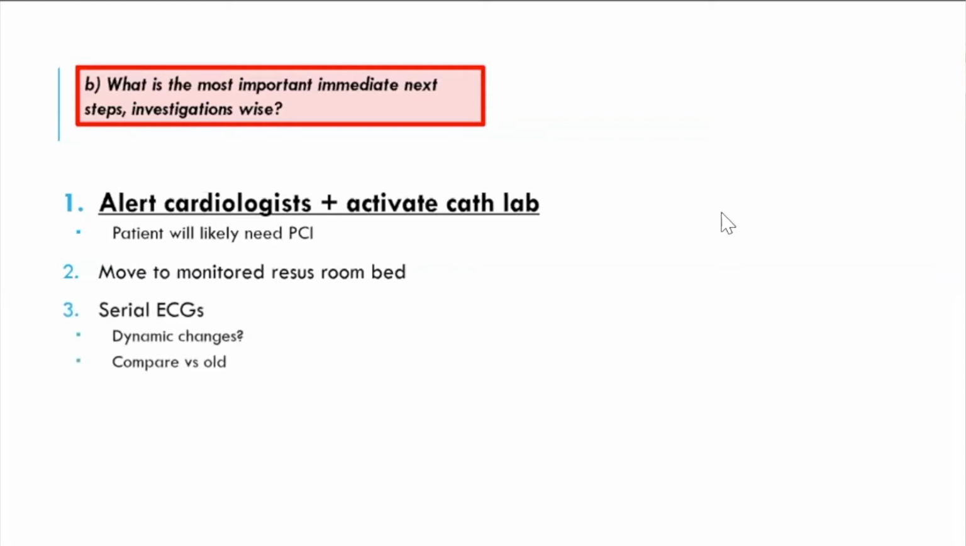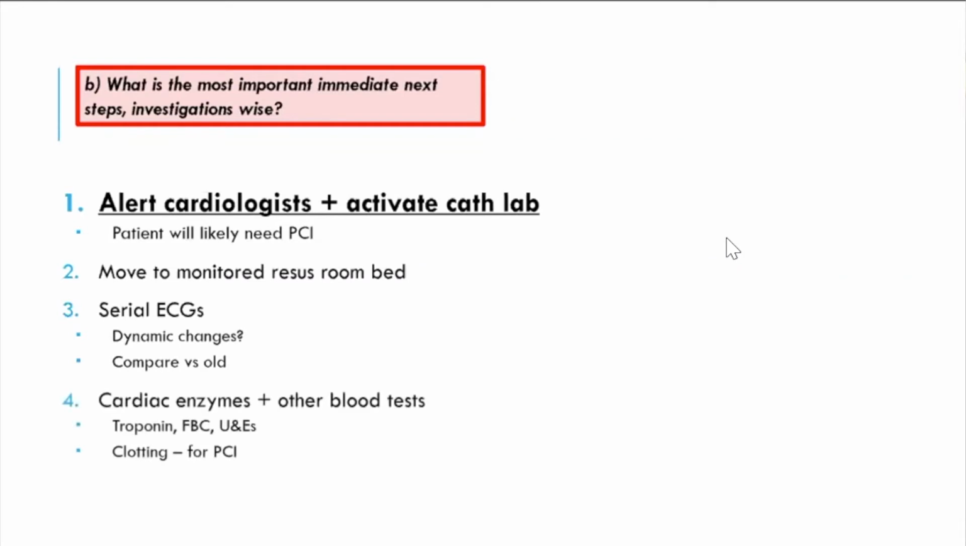Do serial ECGs just to check if the changes are dynamic or not. Is there a serial change in the ECGs that you do every 15 minutes or every half an hour? And also you want to compare against old ECGs to make sure that the changes are new. And then absolutely, as pretty much all of you said, you want to do cardiac enzymes and other blood tests as well, including clotting. If they're going to go for PCI and they want femoral or radial access to go in, you want to know what their clotting is.